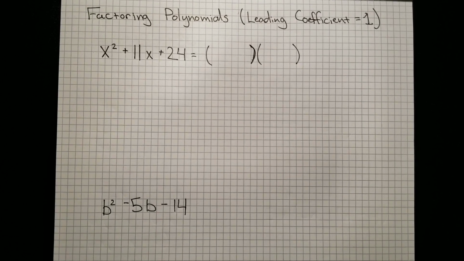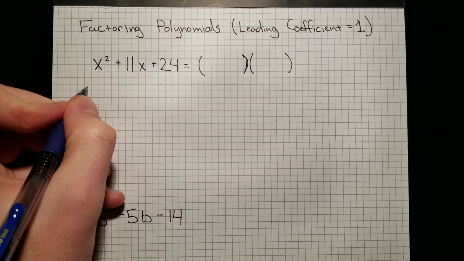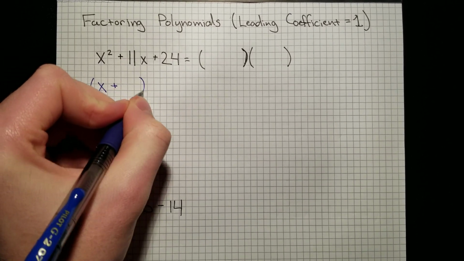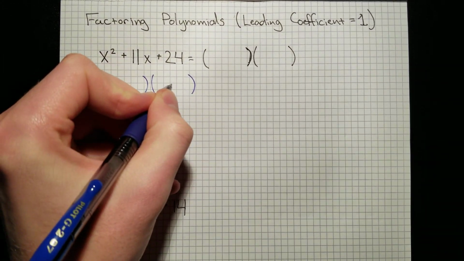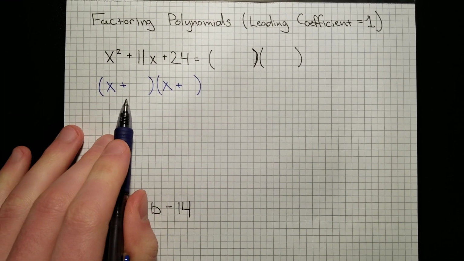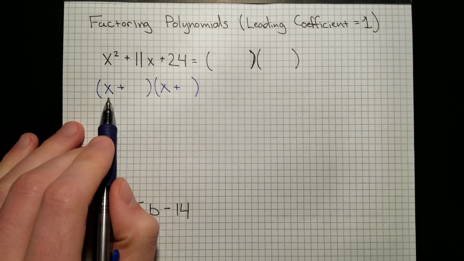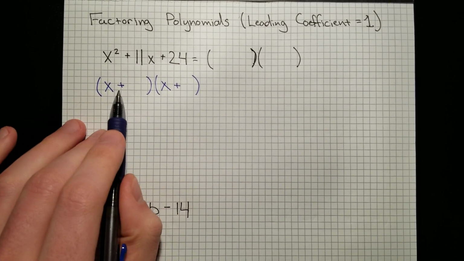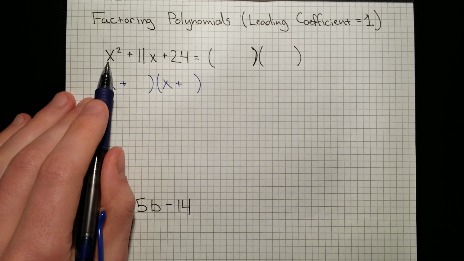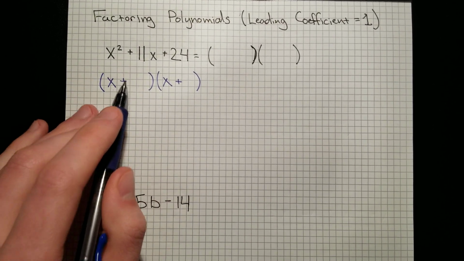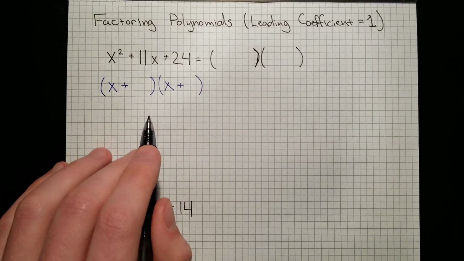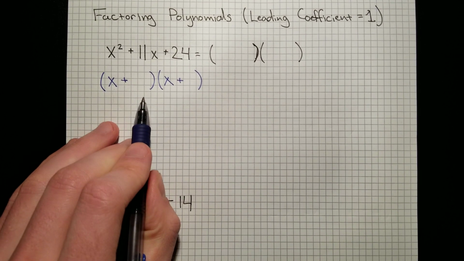We're going to think about this as x plus some number and another x plus some number. In this case, I'm going to keep them x and x. I know that these are both going to just be normal x's because this term up here, x times x is x squared. So we really just need to figure out what those two numbers are.